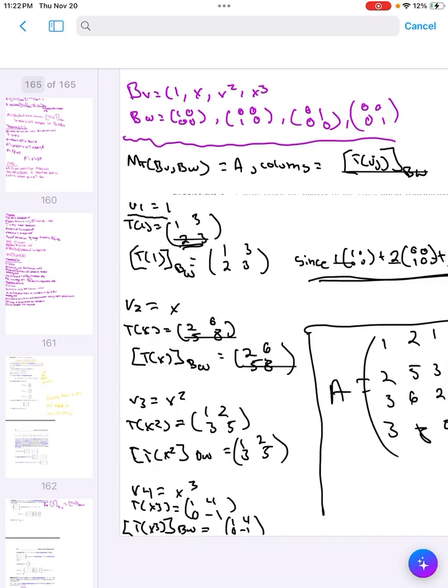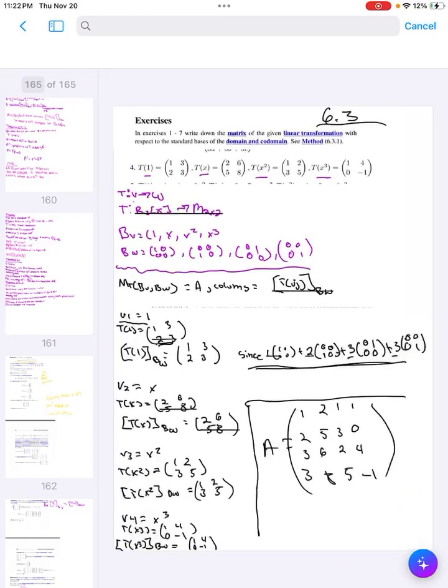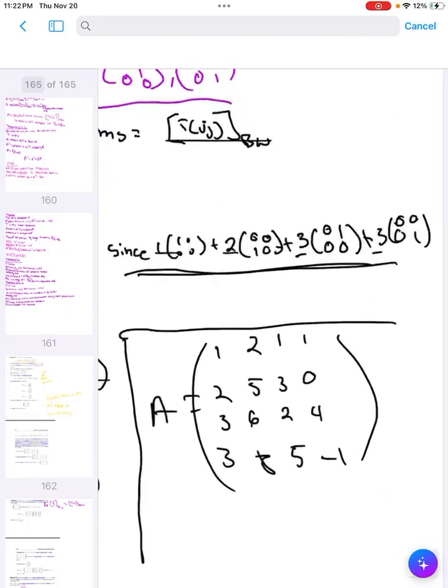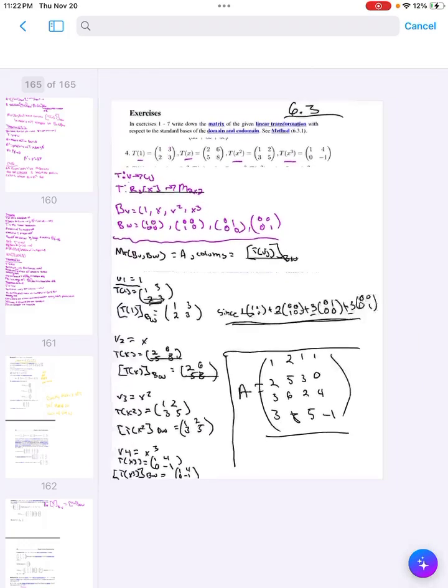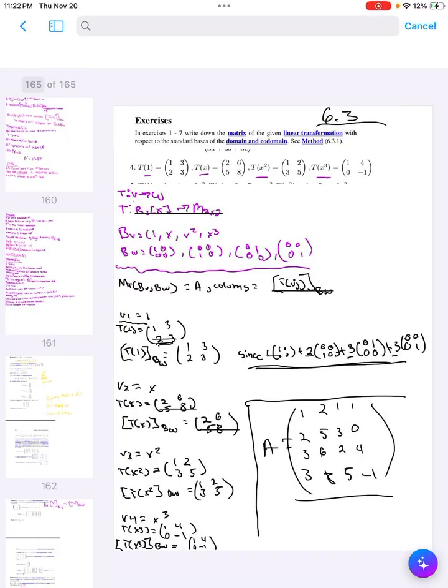And so essentially each of the coordinate vectors is going to be a column for the linear transformation matrix, and ultimately we're going to get this matrix right here. And we used both the standard basis of the domain and codomain to find it.